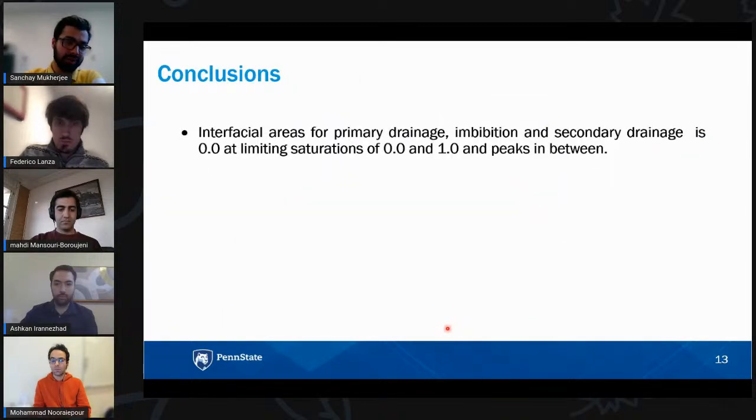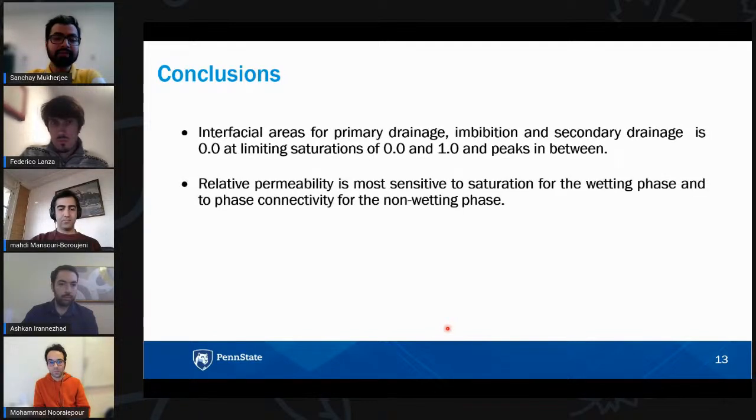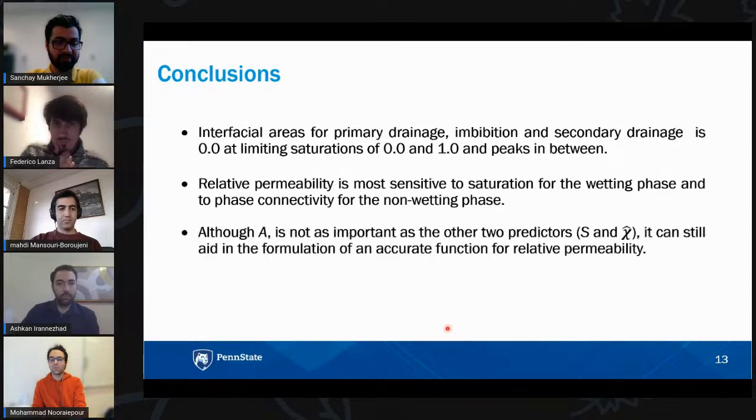Thus concluding that interfacial areas for primary drainage, imbibition, and secondary drainage are zero at the limiting saturations of 0 and 1, and they peak in between. The relative permeability is most sensitive to saturation for the wetting phase and to phase connectivity for the non-wetting phase. And as stated, although area is not as important as the other two predictors, saturation and connectivity, it can still aid in the formulation of an accurate state function for relative permeability.